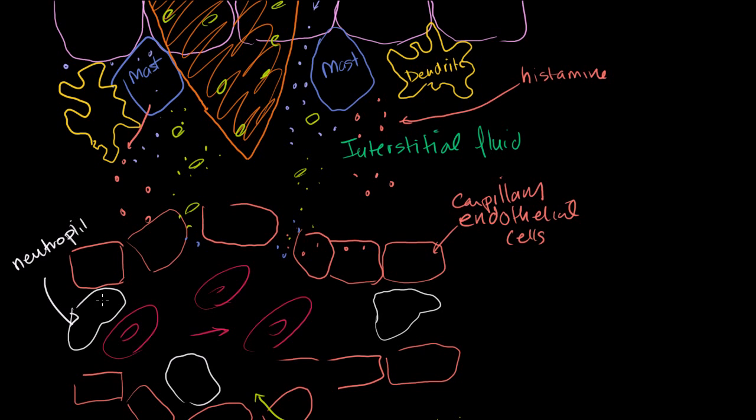They start kind of rolling along the wall right here. That's called marginization. They roll along this wall, and eventually they stick to the wall, they adhere to the wall, and then eventually they squeeze through. They squeeze through these gaps in the capillary wall. This is called diapedesis or extravasation. Sometimes it's called emigration. These are all fancy words, but essentially it's just squeezing through the wall. So that's the neutrophil right there.